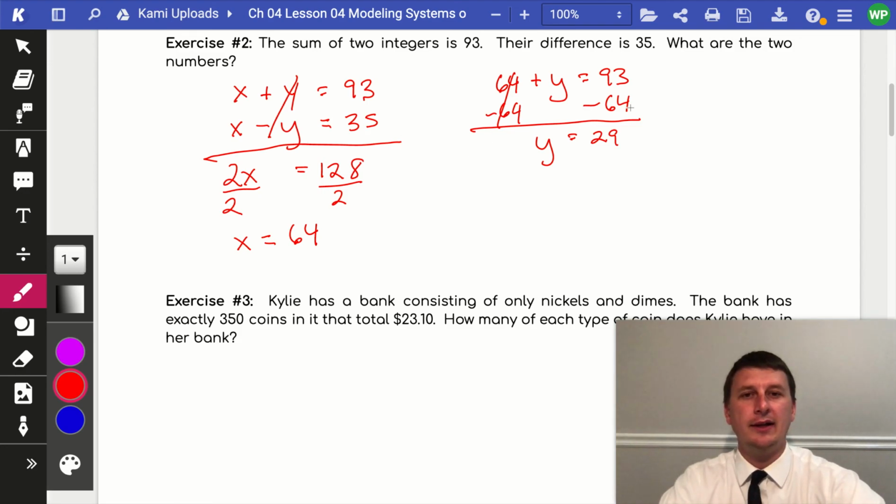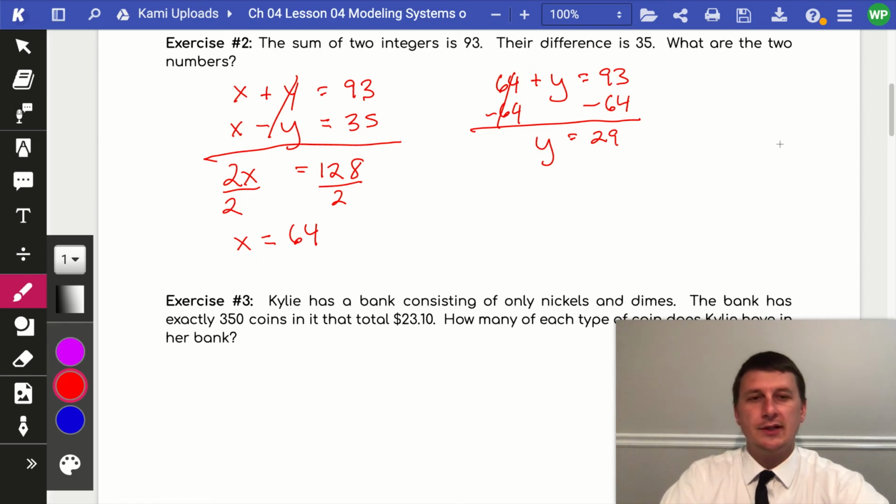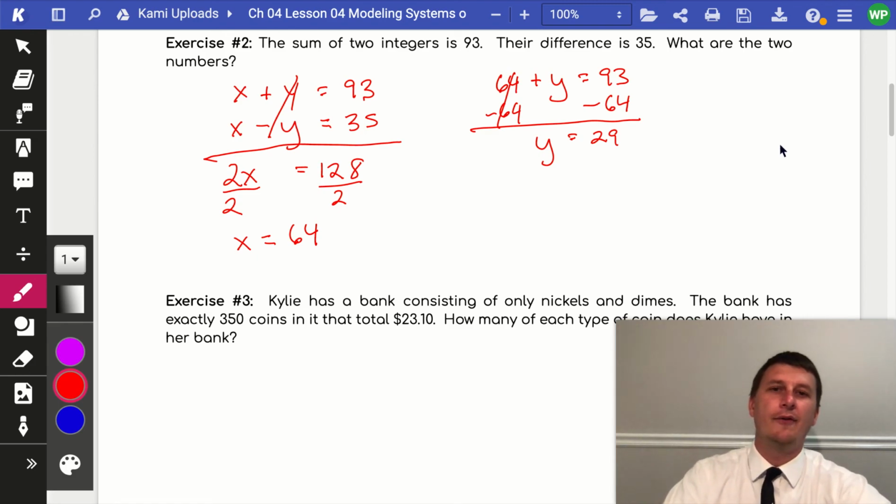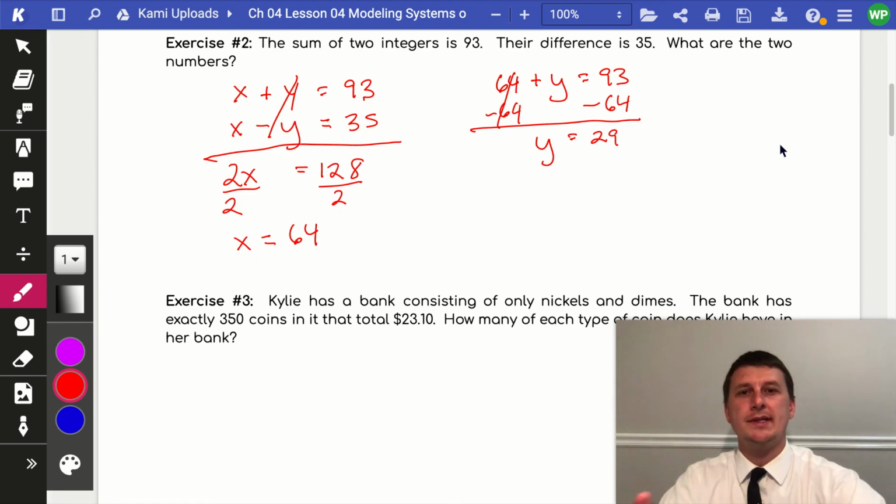And you're now ready for exercise number 3, which deals with another different kind of word problem you might encounter when solving systems of equations by any method.